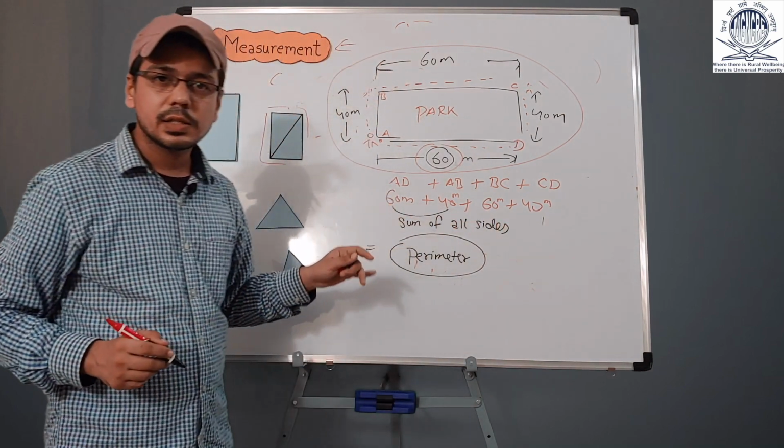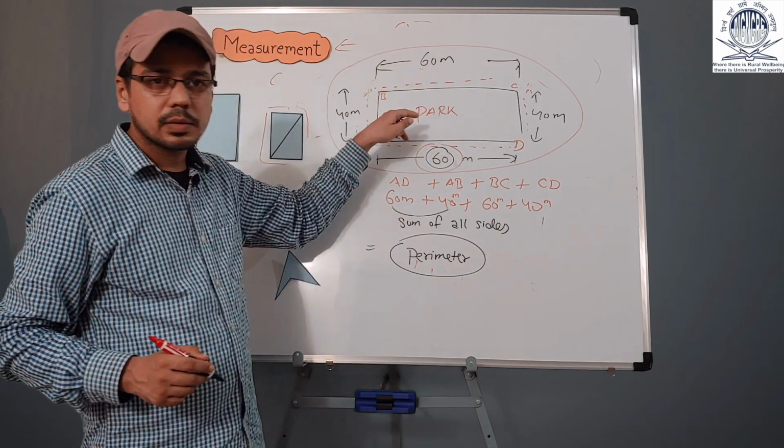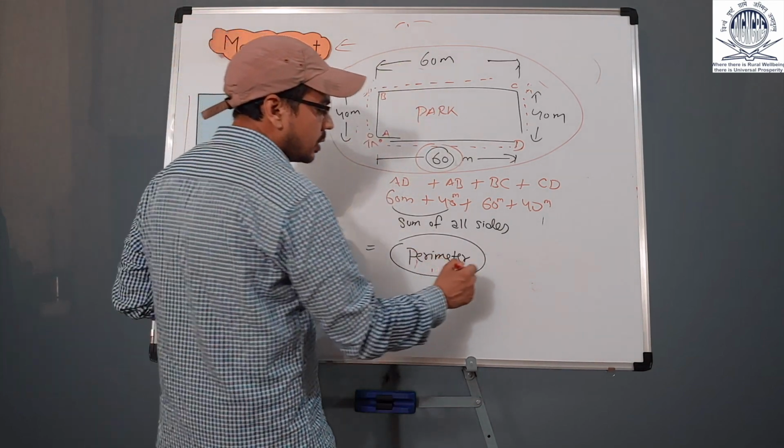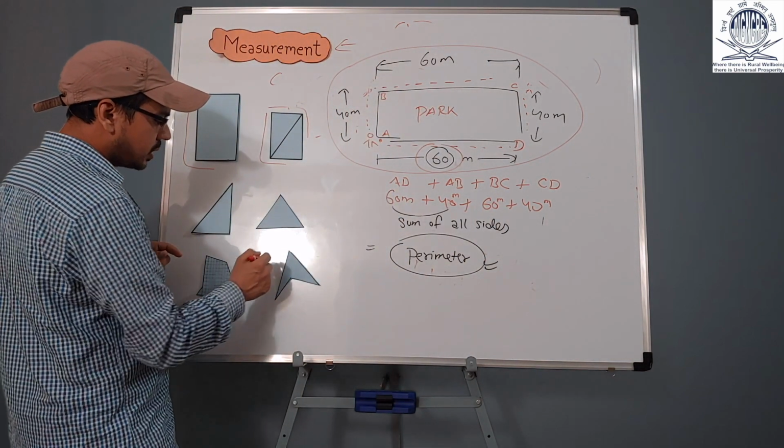So perimeter essentially is the sum of all sides. Probably you may want to write this: perimeter is the sum of all the sides. And is it outer or inner? Yes, it's outer. Now what if I get a shape which is very strange like this one?